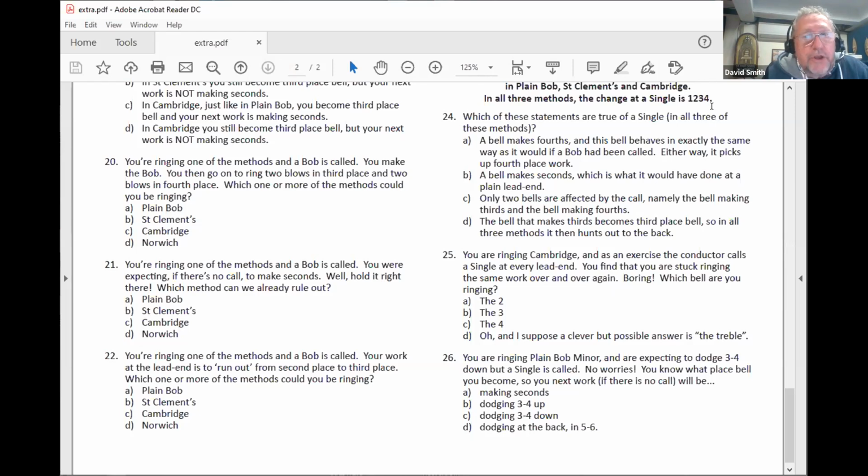So it is true that only two bells are affected by the call. The bell that makes thirds, which it wouldn't otherwise have done, the bell that makes fourths that it wouldn't otherwise have done. 5 and 6 in all those methods are going to swap with each other, which is what they would have done. And a bell makes seconds, which is also what it would have done at a plain lead end. So in fact, two bells do something different, and it's these two. And by and large, that's quite often true of singles. Generally speaking, they affect two of the bells. Last question.